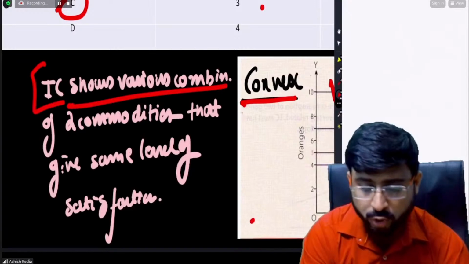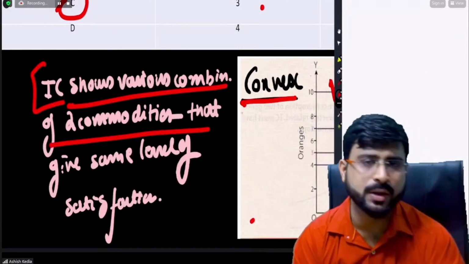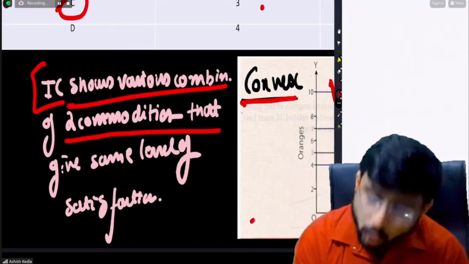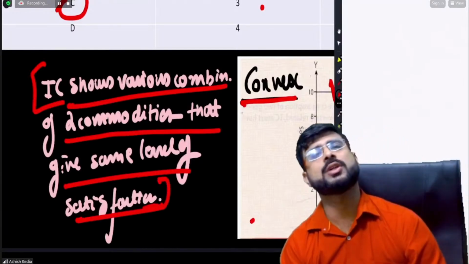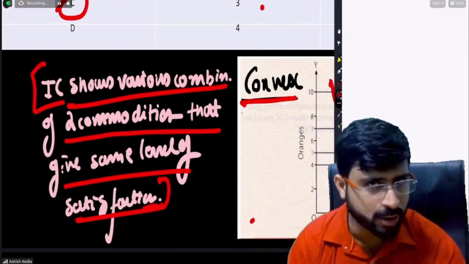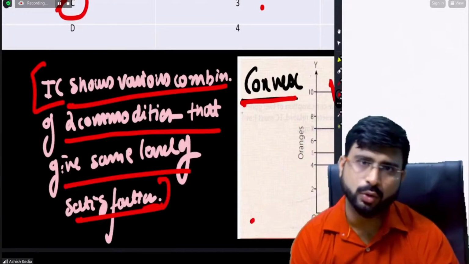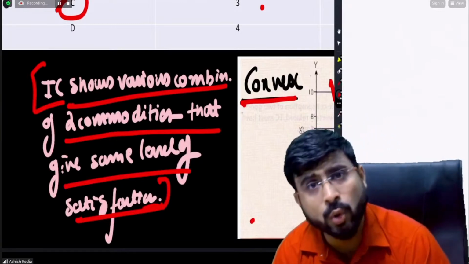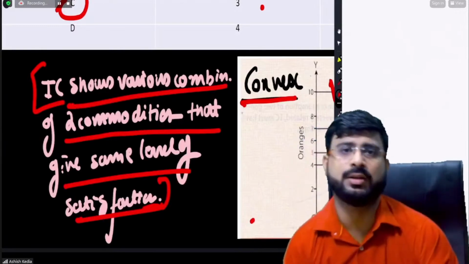Indifference curve shows various combinations of two commodities that give the same level of satisfaction to the consumer.